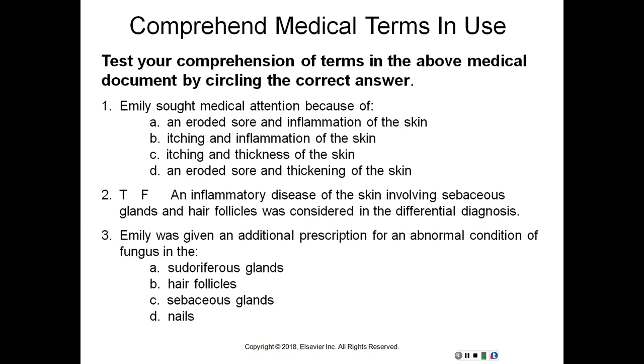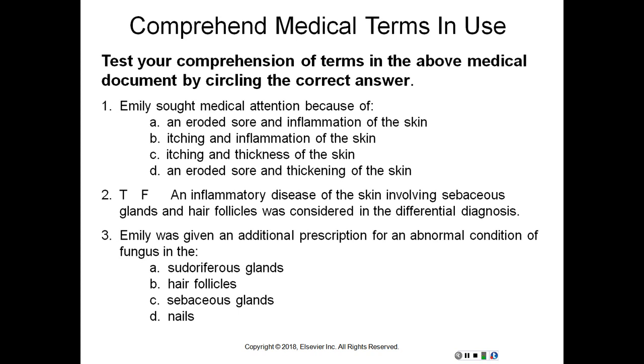And then 3, Emily was given an additional prescription for an abnormal condition of fungus in the what? Sudoriferous glands, hair follicles, sebaceous glands, or nails. And again, hopefully you chose nails because she had onychomycosis, which is the abnormal condition of fungus in the nails.